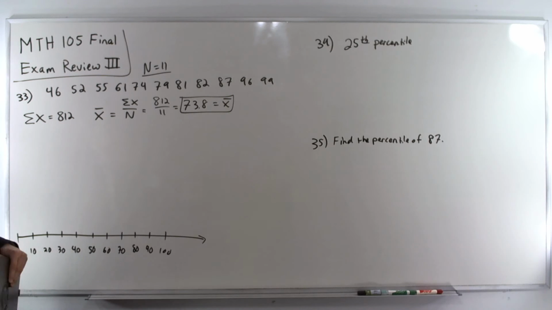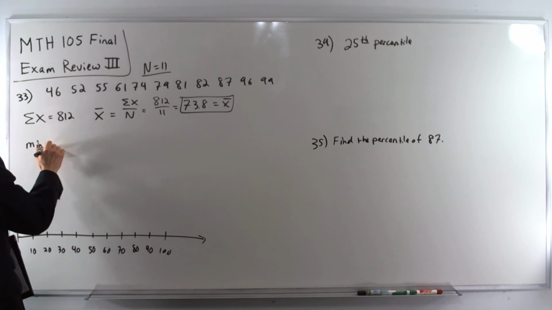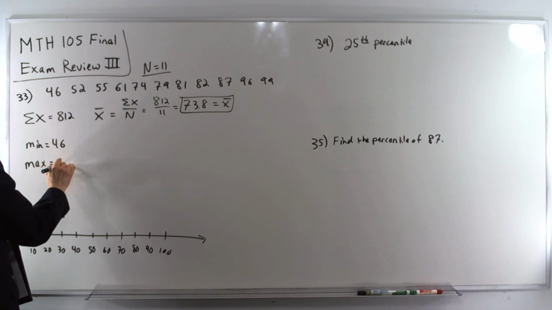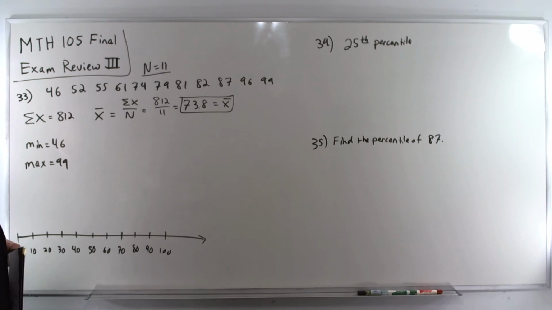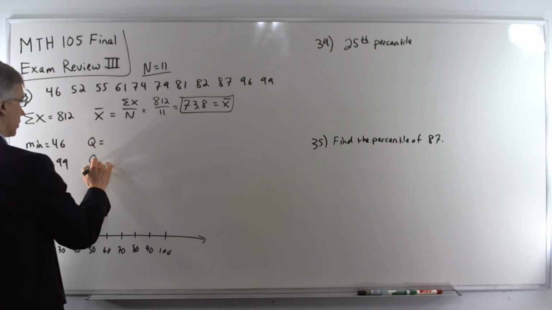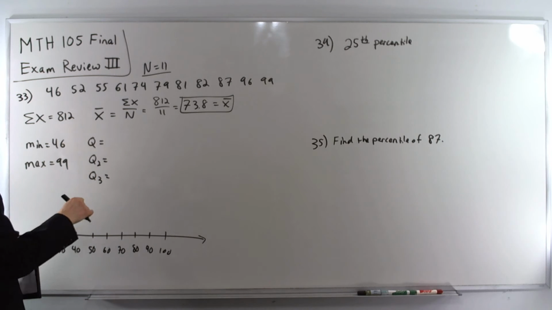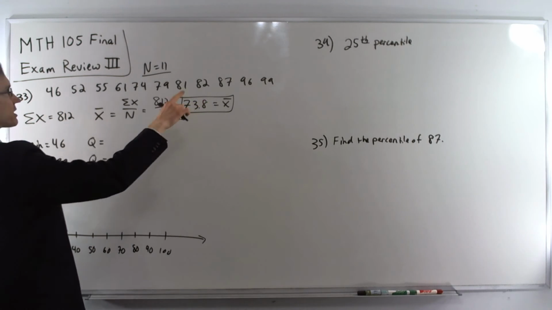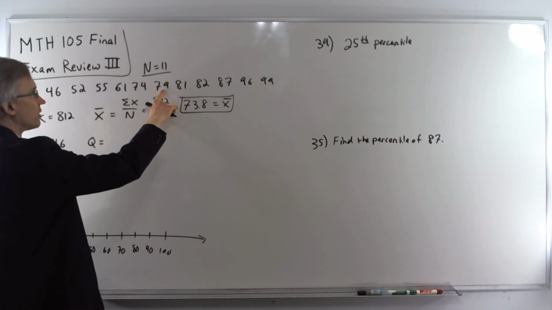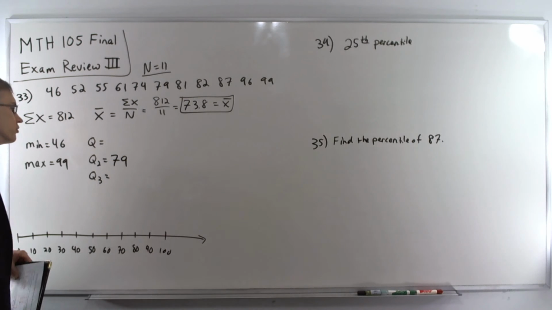And now we need the five-number summary. So that's going to be the minimum value, 46, the maximum, 99. Now we need Q1, Q2, Q3. So the median first, Q2. Let's find the middle value. We have 11 values, so that means right in the middle, 1, 2, 3, 4, 5, sixth value over. We got 5 to the left, 5 to the right, so 79 is Q2.